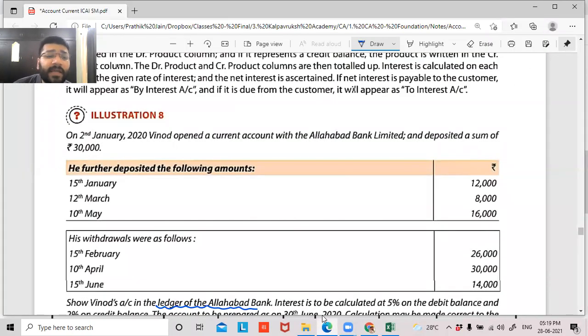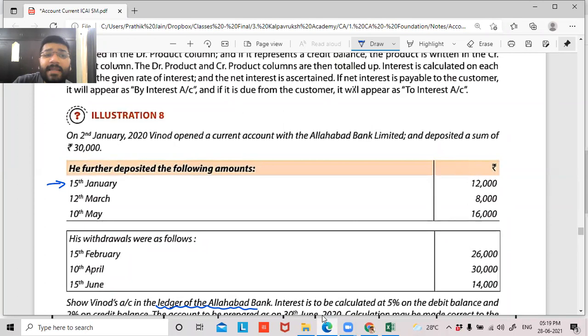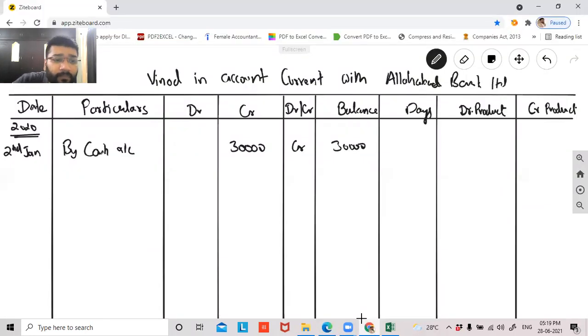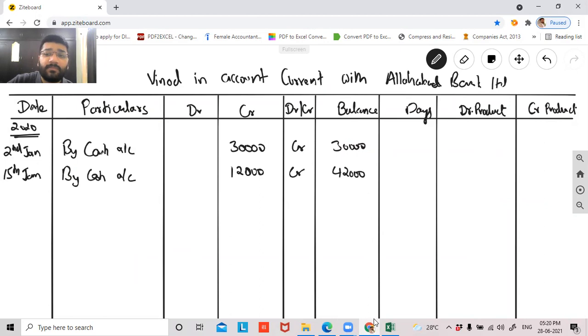Further moving on, guys, please tell me, when is the next transaction taking place after 2nd January? Can I say the next transaction is on 15 January? Again cash is deposited, guys. So again, by cash account. 12,000 rupees is deposited, so 12,000 is a liability for the bank. Now tell me, what is the total cumulative balance? Can I say the total cumulative balance is now 42,000 rupees, and this is a credit balance? I want an answer from all of you. Yes or no? This entire statement is prepared from the bank's point of view.